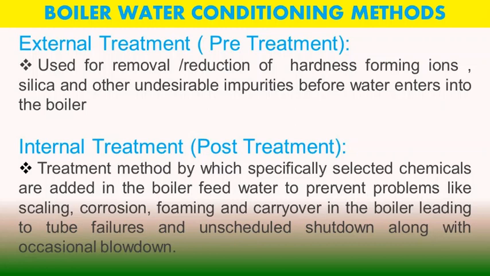Then there may be internal treatment, the treatment of the boiler feed water, boiler water, steam and condensate with corrective chemicals. Then we need to give blowdown also. This is to control the concentration of harmful chemicals in the boiler water by draining off a portion of the water intermittently or continuously, depending upon the requirement and the presence of total dissolved solids.